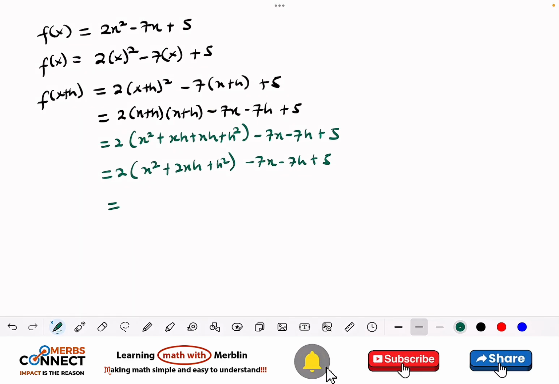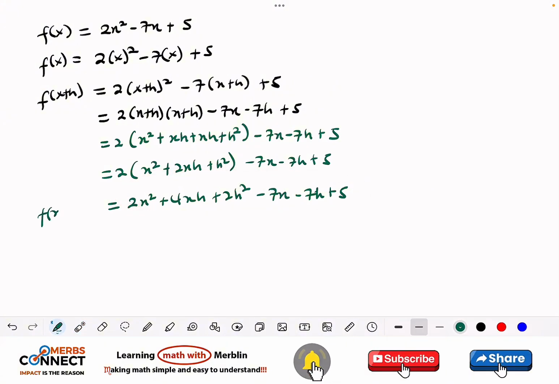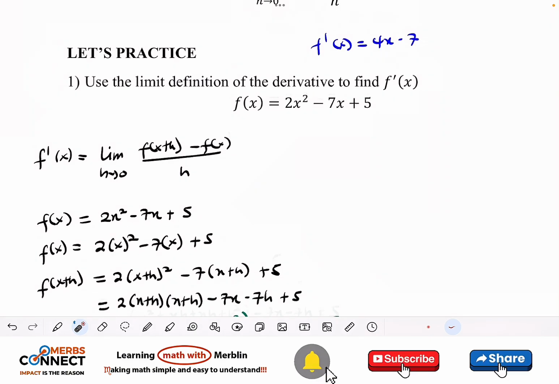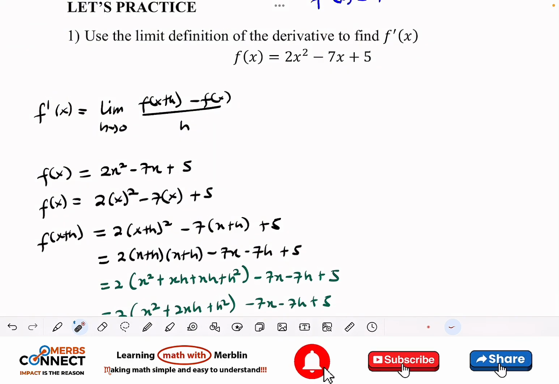Multiplied through by 2, we are going to have 2x squared plus 4xh plus 2h squared minus 7x minus 7h plus 5. Can we simplify them? No. Good. So we now have f of x plus h. Now look at the formula. I don't want to substitute the whole of this here minus the whole of this.